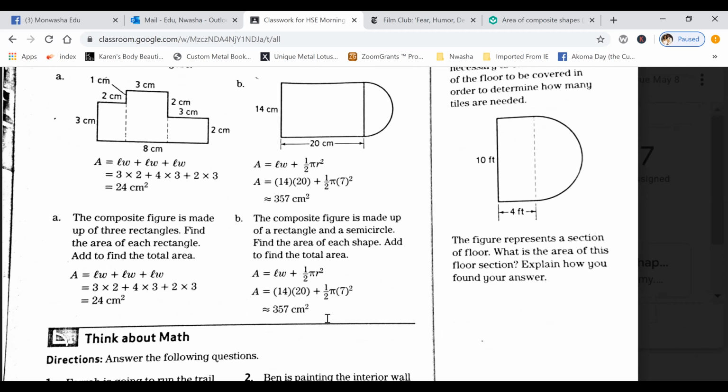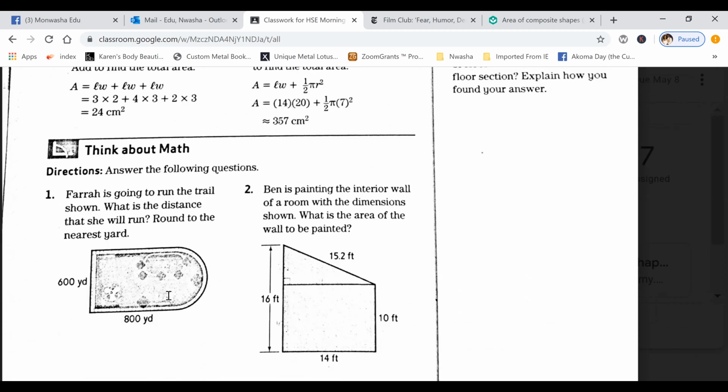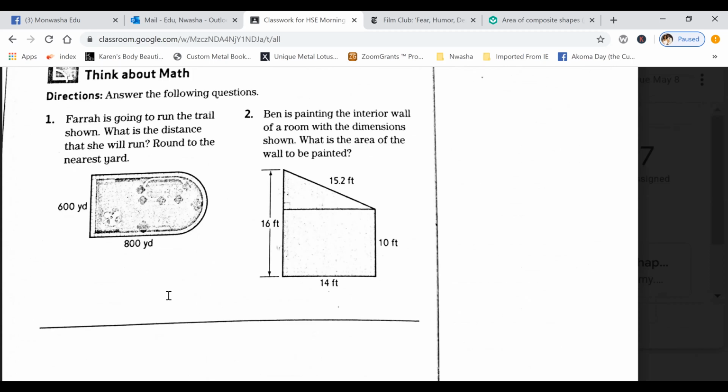And then what are the formulas for that shape? And do you have to make an adjustment like this one and just say half? And then at the end, you're adding everything up. So what we're going to do right now is think about math.